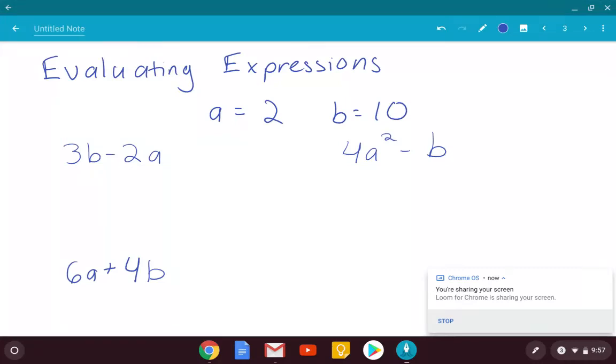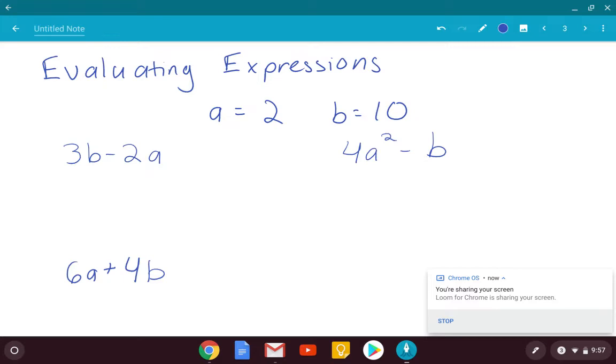Our next lesson is about evaluating expressions. Evaluating expressions, evaluating is another word for solving. And the only way you can evaluate an expression is if you actually know what all of your variables are. Evaluate means you come up with one answer.